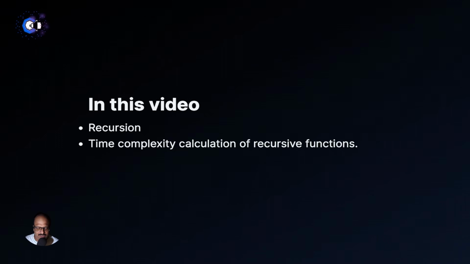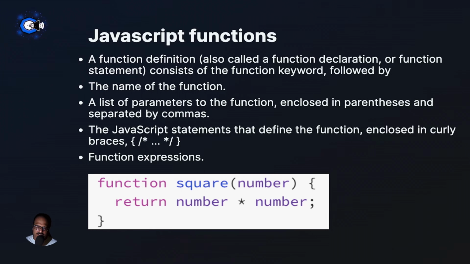But before we talk about recursive functions, let's see what a function is in JavaScript. Functions are one of the fundamental building blocks in JavaScript. A function is a set of statements that performs a task or calculates a value. To use a function, you must define it somewhere in the scope from which you wish to call it. A function definition, also called a function declaration or a function statement, consists of the function keyword followed by the name of the function, a list of parameters to the function enclosed in parentheses and separated by commas, and the JavaScript statements that define the function enclosed in curly braces.